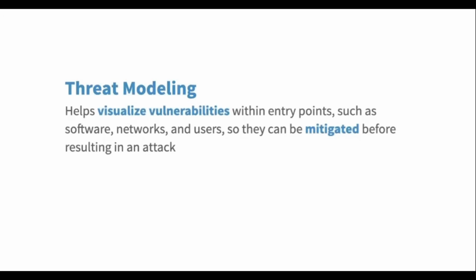One way to prevent an attack is to be able to see where the attack might occur. In this segment, we will outline how threat modeling helps visualize vulnerabilities within entry points, such as software, networks, and users, so they can be mitigated before resulting in an attack.